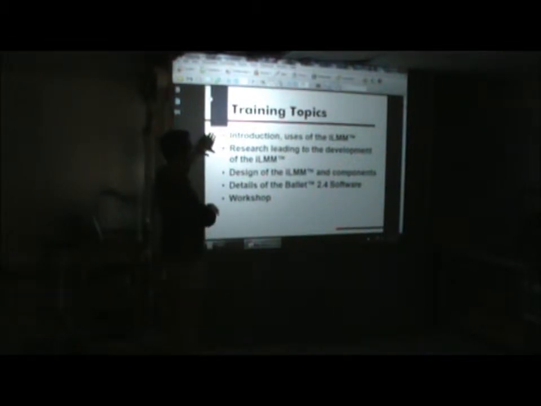So this is kind of our agenda here. Just give you a quick introduction, the uses of this industrial lumbar motion monitor, some of the research behind the development of this device, as well as the risk model that the inputs go into, the design of it, and we'll talk about the components, and then we'll get into a couple of details about the Ballet software. That's the software package that comes with this.